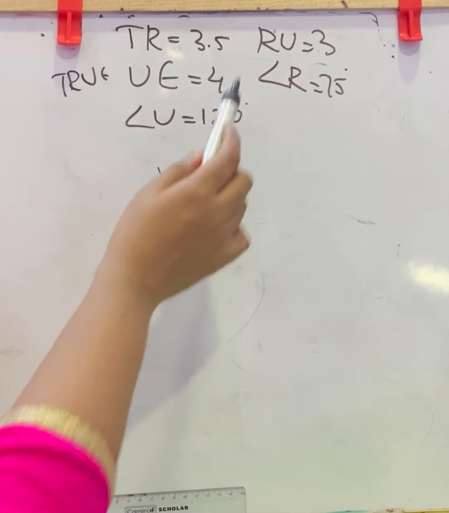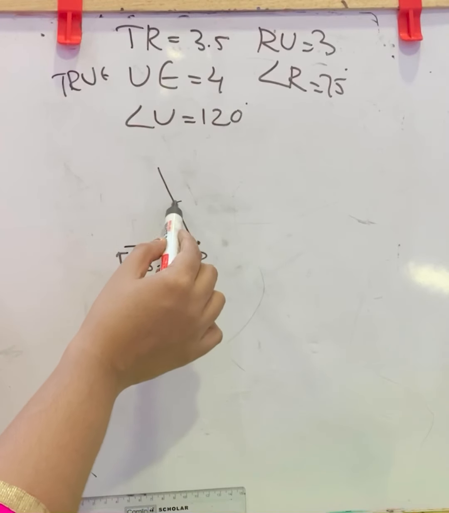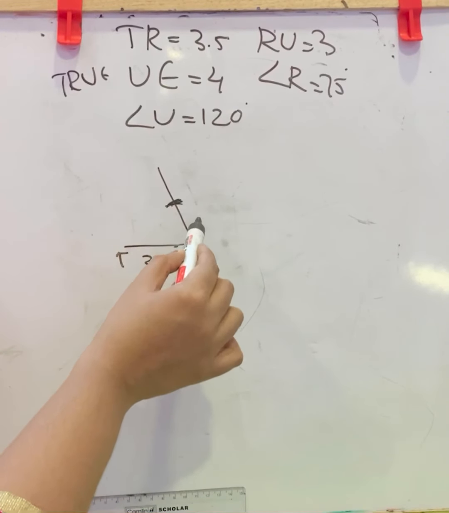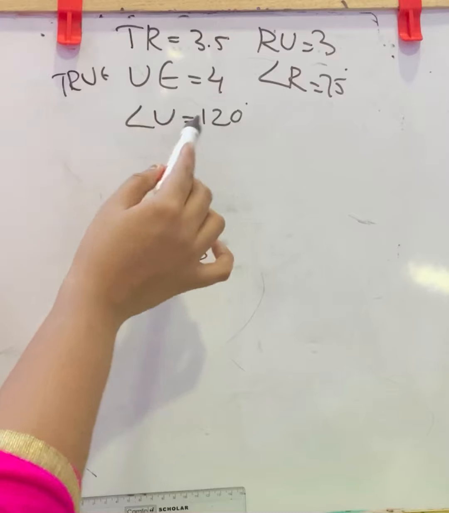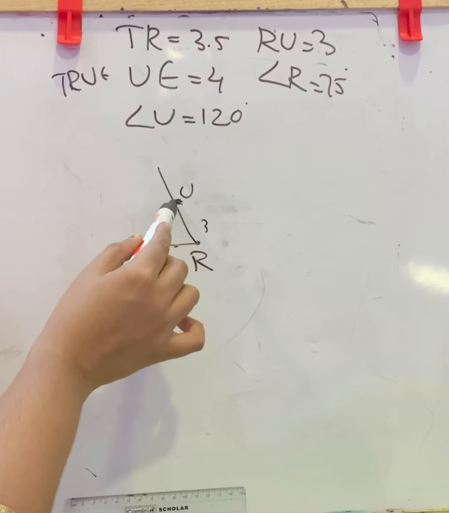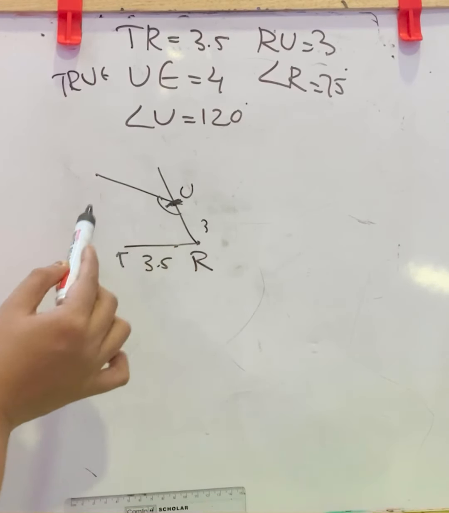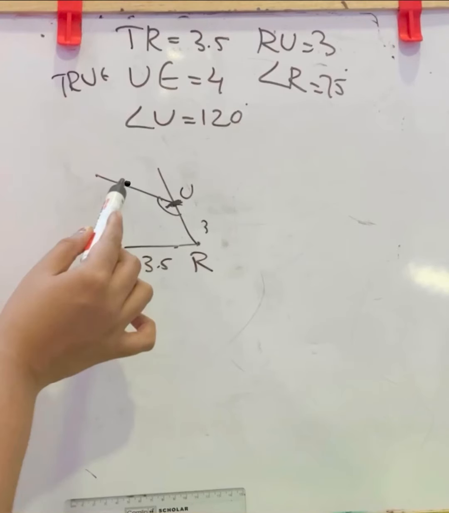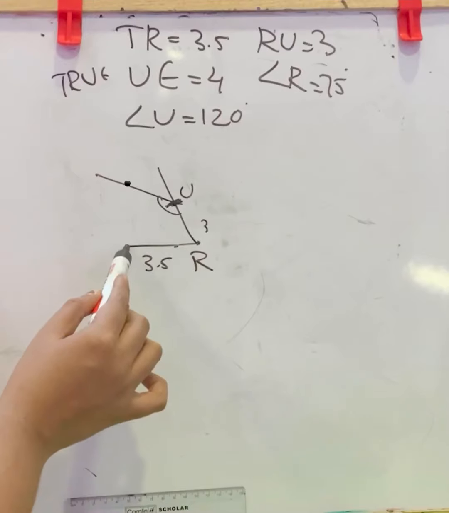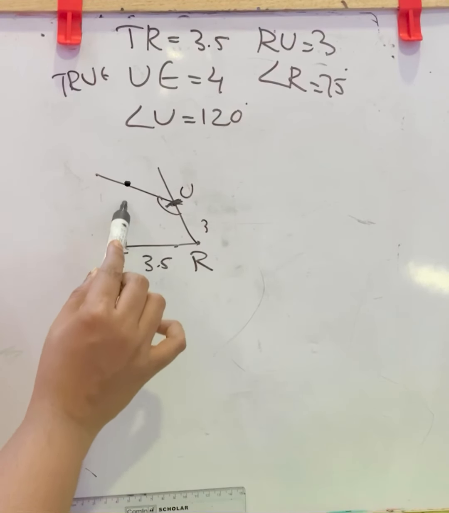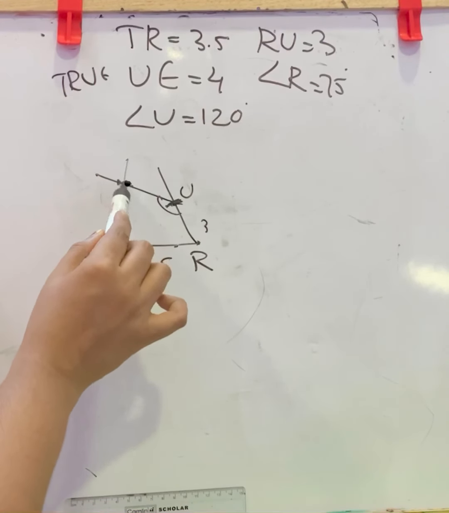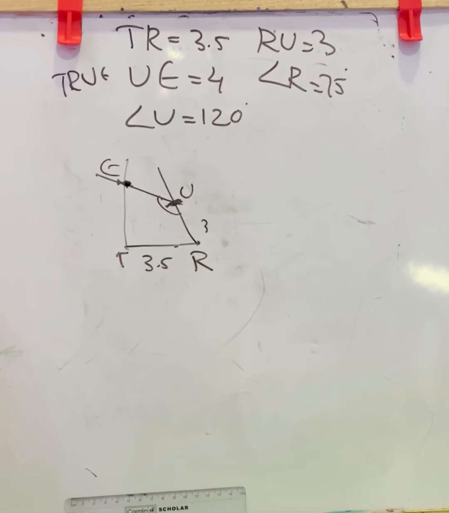Next is RU 3 centimeter. Take 3 and mark a point. This is 3. This is U. Angle U is 120. Let this be 120. Extend it. Also, it is given UE equal to 4. So mark the radius 4 on this line. Now draw a line segment from here also. This point will be E. TRUE.